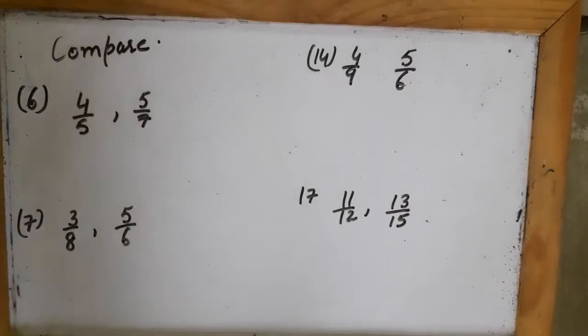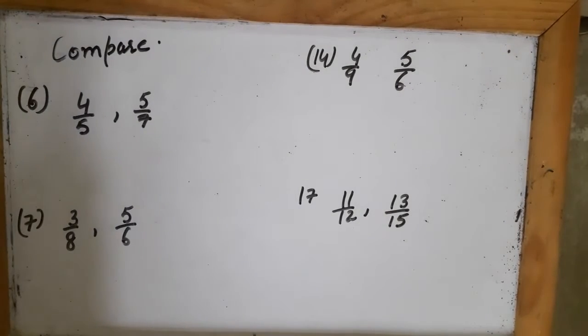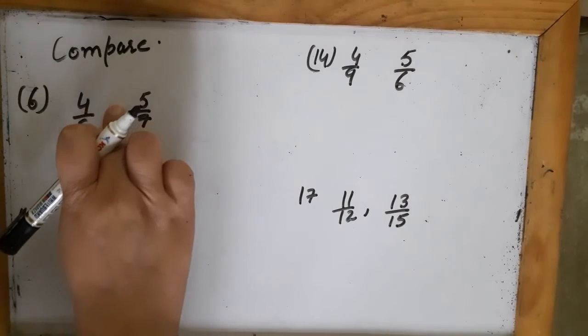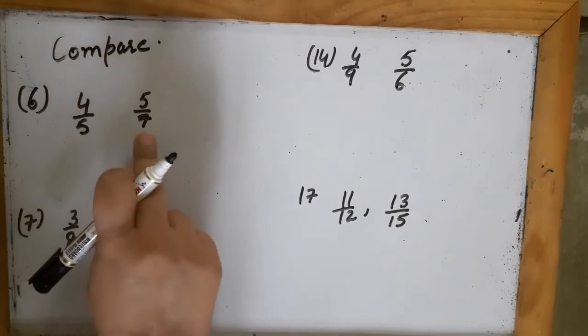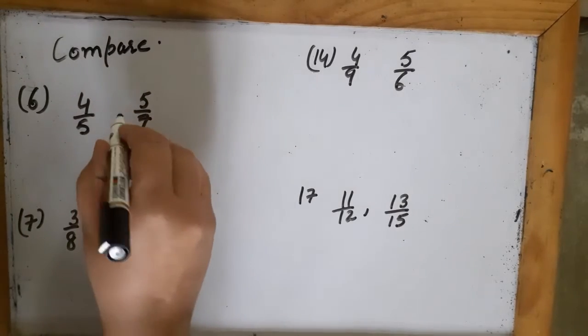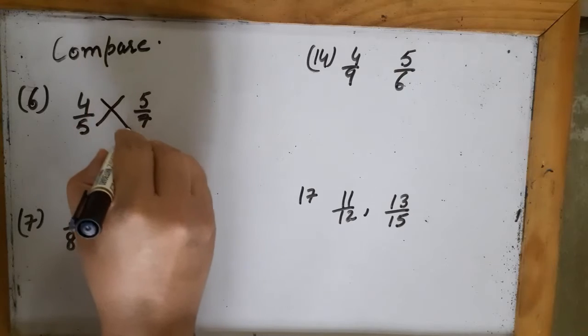Now from question number 6 to 17, you are asked to compare the fractions, which means you have to find out which fraction is bigger and which is smaller. So I will tell you two ways of comparing fractions. The first way is you can cross multiply. If you are given two fractions, you can cross multiply them.